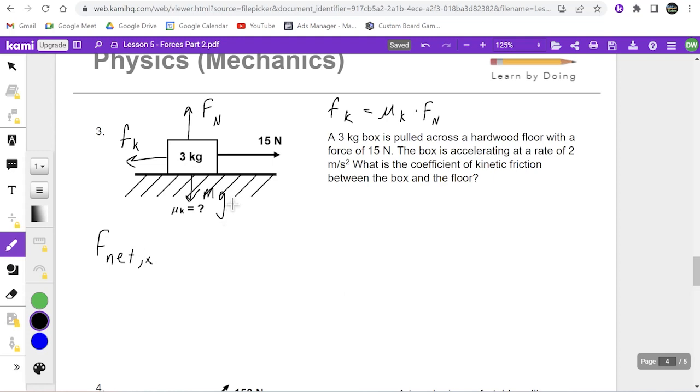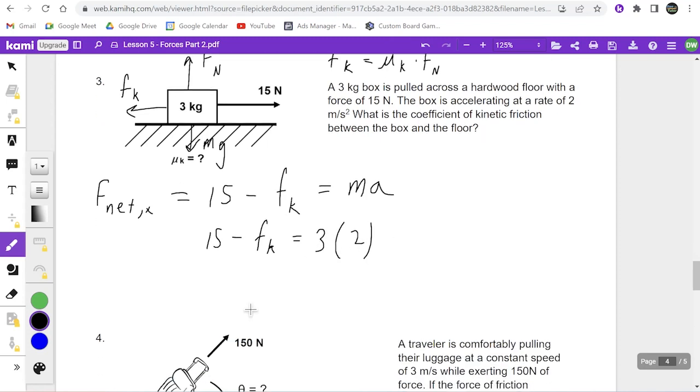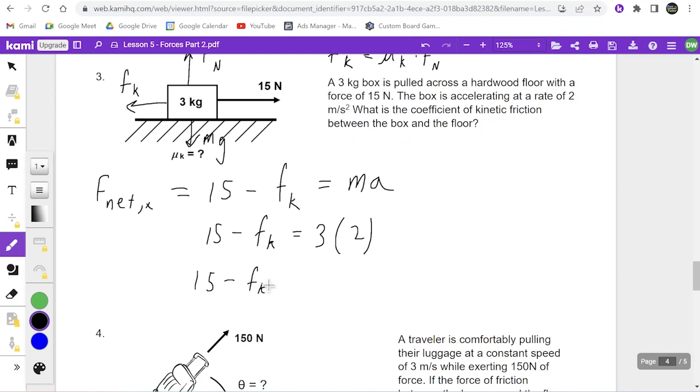Why F net x? Because I'm solving for friction basically, and that's in the x direction. So that's all the forces to the right, which is 15, minus the forces to the left, Fk, and that equals my mass times my acceleration. Now the good news is I know my acceleration and I know my mass. So that means 15 minus Fk equals mass 3 times acceleration 2. That means we get 15 minus Fk equals 6. And just solving for Fk, I would add Fk to both sides and subtract 6. 15 minus 6 equals Fk. And 15 minus 6 is 9. So Fk equals 9 newtons.